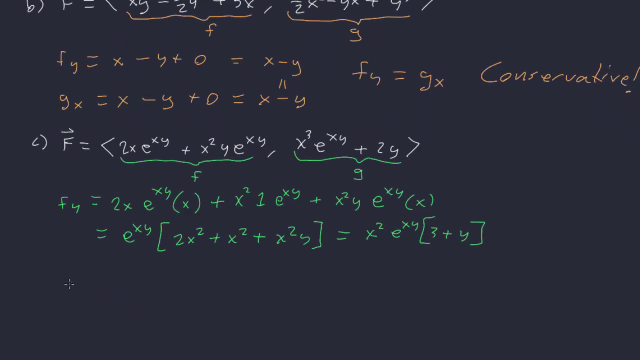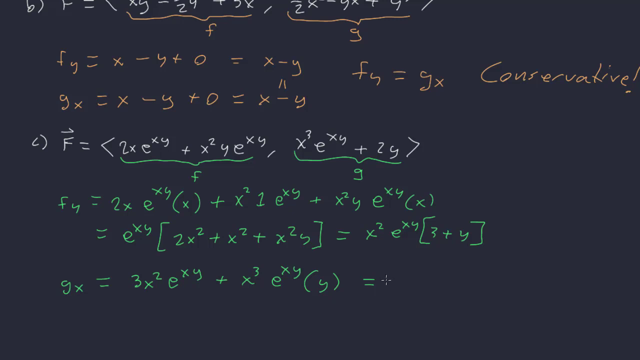Okay. Then we'll do g sub x. Well, g sub x, for this first piece, that's going to be a product rule, right? So it will be 3x squared times e to the xy left alone plus x cubed, now times the derivative of e to the xy, so that will be e to the xy. Now we're taking the derivative with respect to x, so times the derivative of the stuff this time will be y. And then we have 2y here, which just goes away.